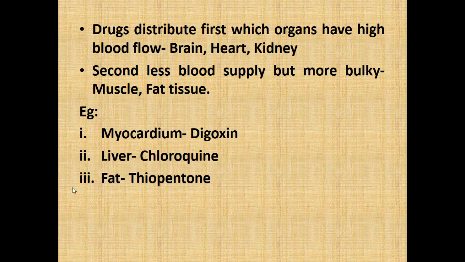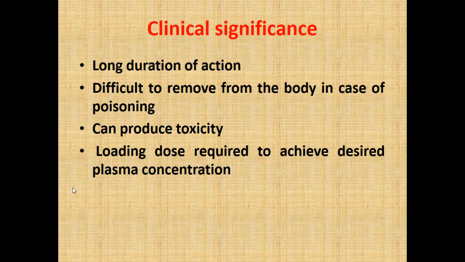Then drugs distribute first to organs which have high blood supply. First they will distribute into the high blood supply organs, brain, heart, kidney, followed by low blood supply but bulky muscle and tissues. Example, myocardium will have digoxin, liver chloroquine, fat thiopental. These are the important drugs that undergo redistribution. Then clinical significance: long duration of action, difficult to remove from the body in case of poisoning, can produce toxicity. Next, loading dose is required to achieve the desired plasma concentration. These are the clinical significance of redistribution.